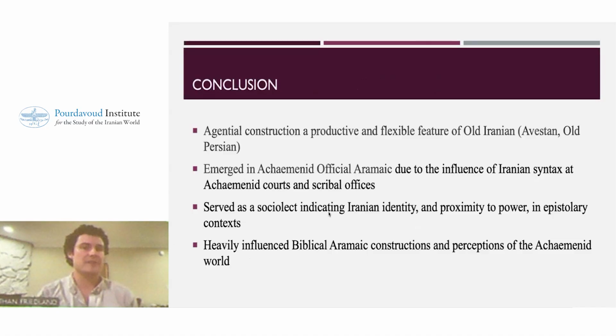So, to recap, the agential construction is a productive and flexible feature of Old Iranian, as we briefly saw in Avestan and more extensively in Old Persian. It emerged in Achaemenid-official Aramaic due to the influence of Iranian syntax at Achaemenid courts and scribal offices, and there it served as a sociolect, a specific style indicating Iranian identity, proximity to power in epistolary contexts. And this heavily influenced Biblical Aramaic constructions and perceptions of the Achaemenid world. In fact, it's one of the primary ways that Biblical Aramaic indicates to the reader that this occurs in the court setting.